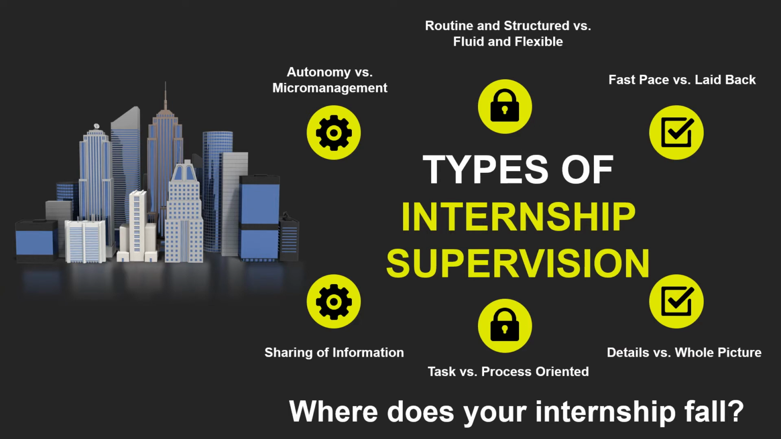So we see here the different types of internship supervision. You can decide for yourself where your internship falls within these: fast-paced versus laid back, details versus whole picture, task versus process-oriented, sharing of information. What are the norms for that with your internship experience? Freedom versus micromanagement. So you can look at these different types of supervision, and prior to meeting with your supervisor to discuss your final evaluation, maybe think about the type of supervision that you've received in your internship.